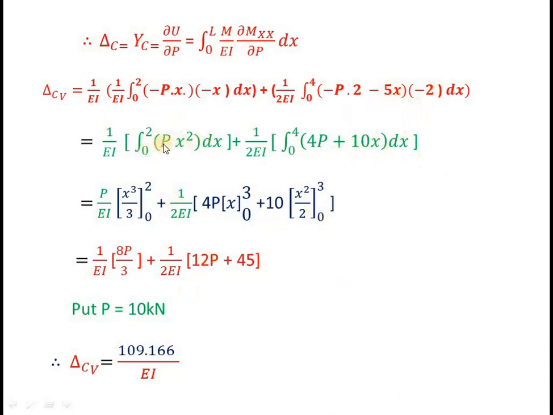So if you integrate this, it is P by EI, x cube by 3, limits are 0 to 2. Here the value of I is 2I, therefore I will take it out. So 4P into x, limits are 0 to 3, and similarly 10x means 10x square by 2, the limits are 0 to 3. If you simplify, you will get in terms of P, then if you put the value of P equals 10 kilonewton, you will get delta CV equals 109.166 divided by EI. This integration is 0 to 3, so you have to take this as 3.